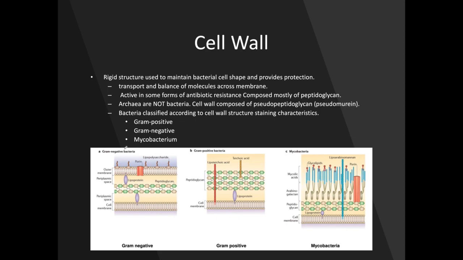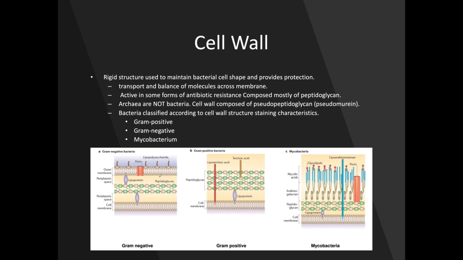But it's active in some forms of antibiotic resistance. So some antibiotics' mechanism of action is to attack the cell wall of bacteria. If the drug breaks down the cell wall of the bacteria, then the bacteria may not be able to survive. But that really depends on the type of bacteria it is and what type of cell wall it has.